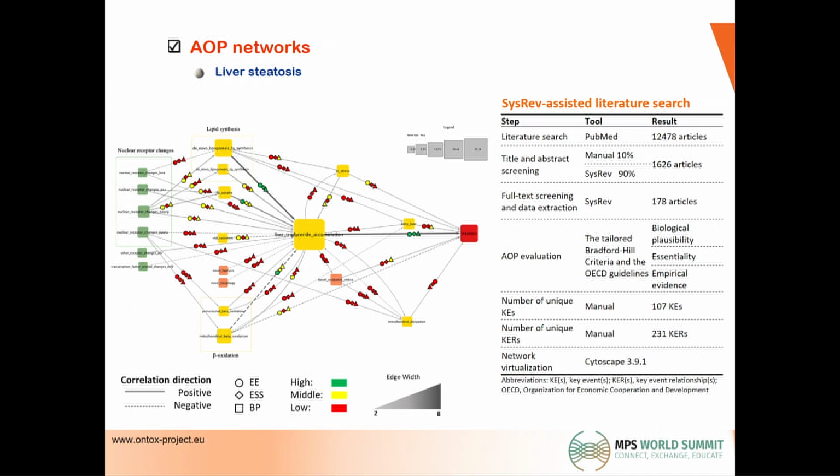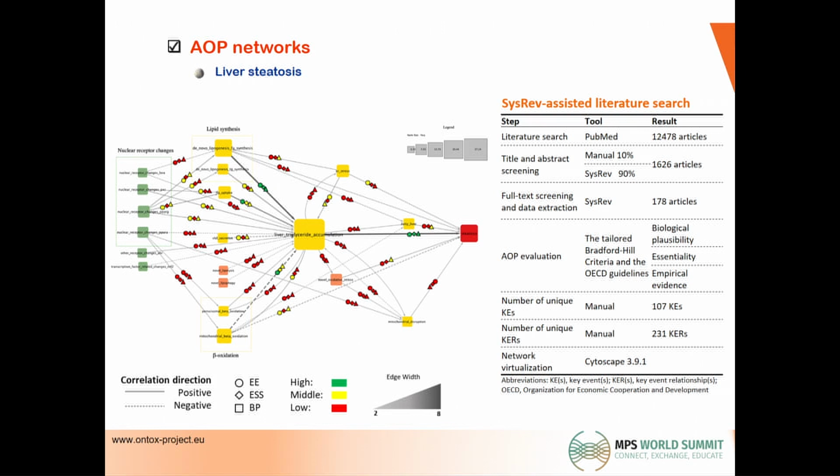So here's shown for liver steatosis. I hope you're able to read this. We started off with more than 12,000 papers that were considered eligible. So for, let's say, 10% of those papers, we actually showed the machine, the computer, how to extract relevant data to feed into the liver steatosis AOP.